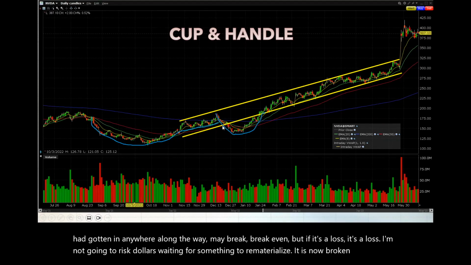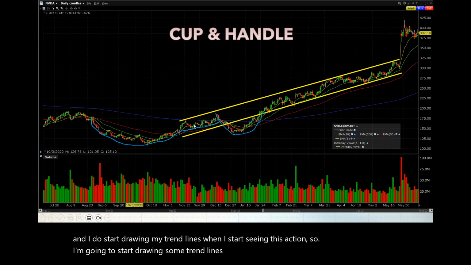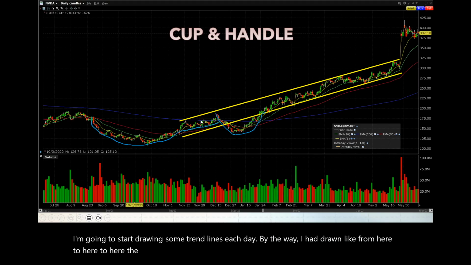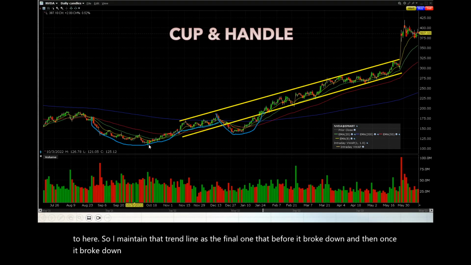I do start drawing my trend lines when I start seeing this action. And each day, by the way, I had drawn from here to here, and the next day from here to here, and then ultimately up to here. So I maintained that trend line as the final one before it broke down. Once it broke down, I used the trend line from here just to see if there was going to be a crossover on a cup and handle.